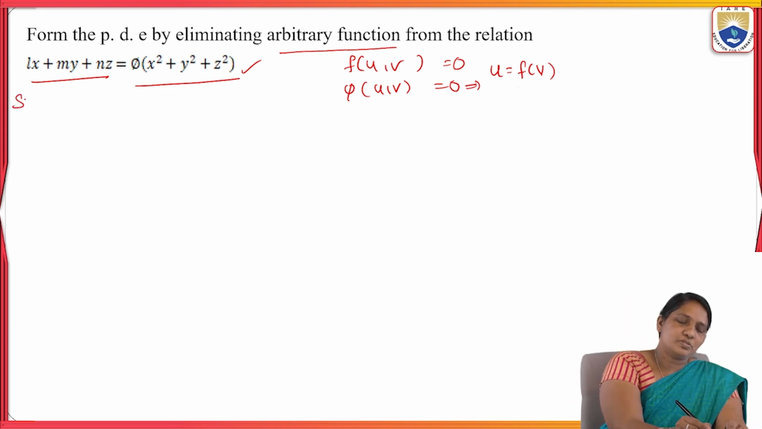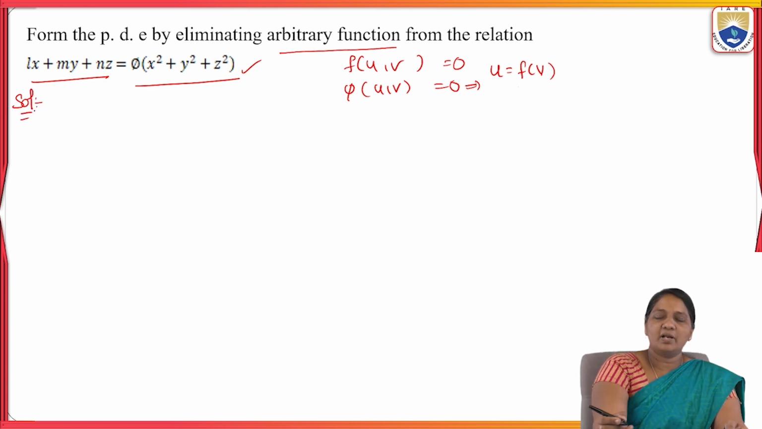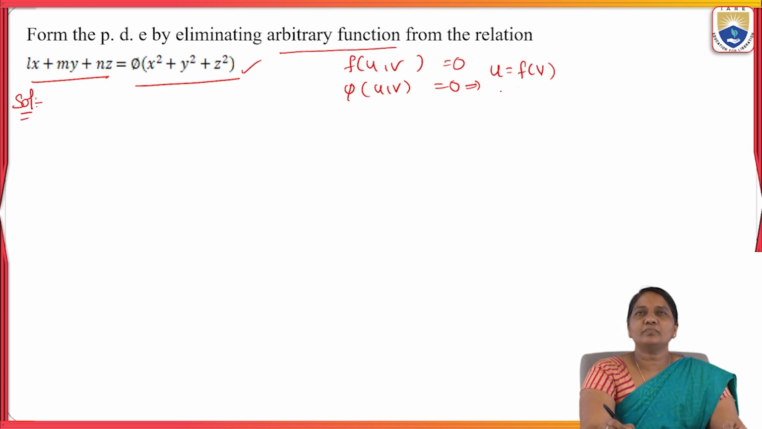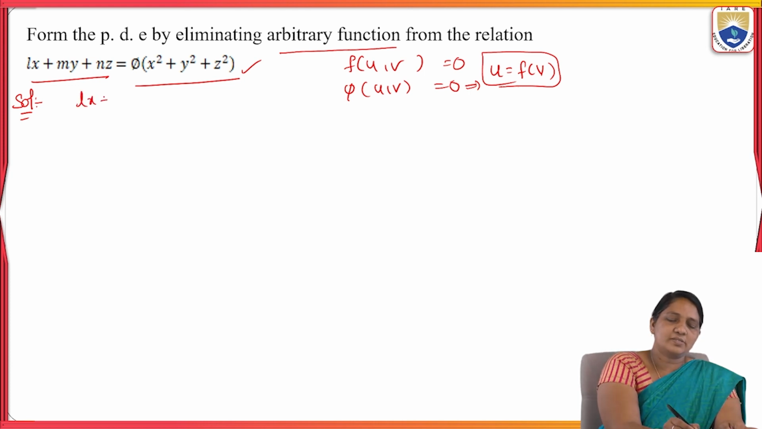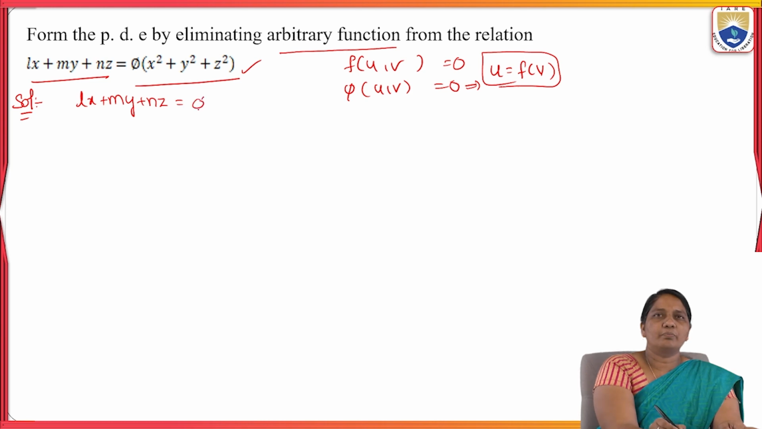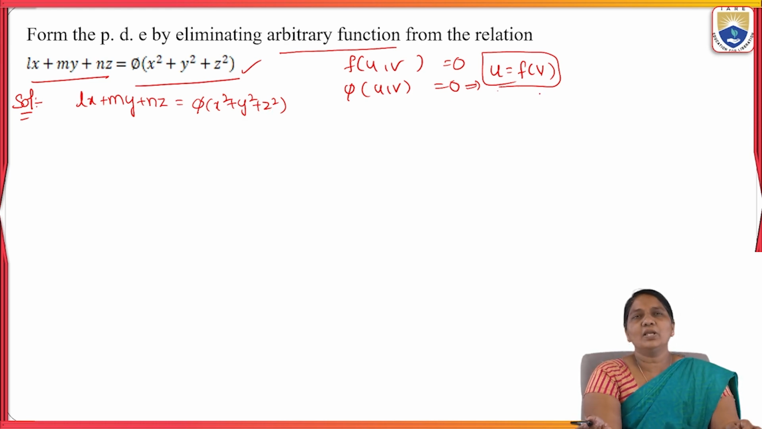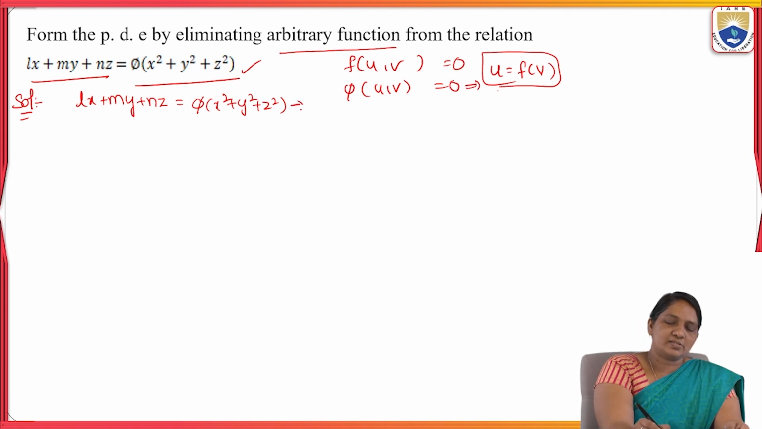So as per the procedure we are following here also, but one step we need not do here, because they have already given the form u equal to f of v. The given equation is lx plus my plus nz equal to phi of x square plus y square plus z square. Now, we already have the form u equal to f of v, so directly we can differentiate partially with respect to x and y.